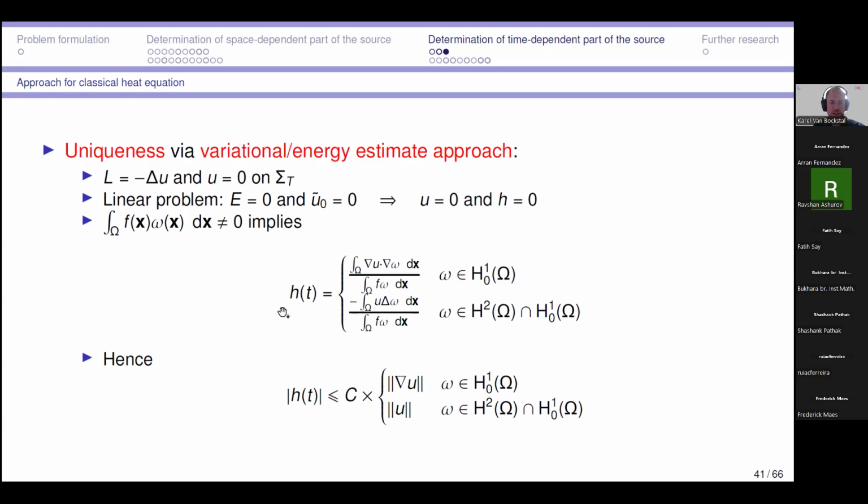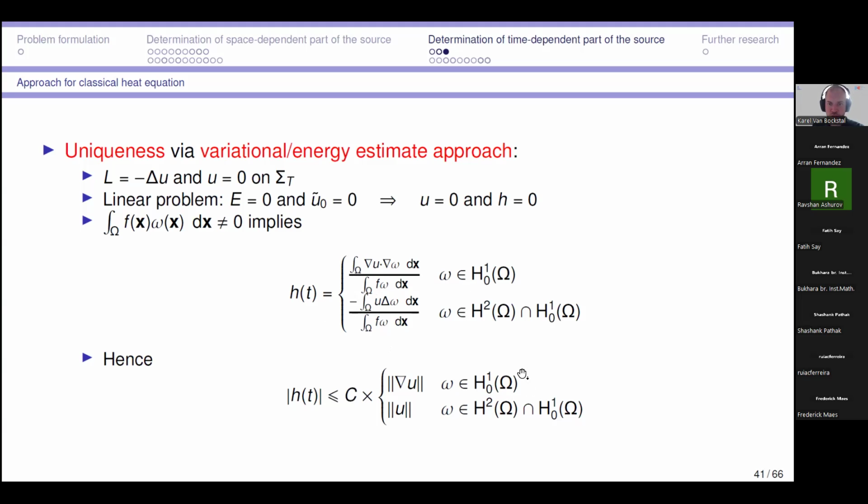But the energy estimate approach also works for showing the uniqueness of a solution. Here on the slide I've shown the example where we have homogeneous Dirichlet boundary conditions. So we have one of these two expressions for h of t. We have the existence of some positive constant in the first case. If omega belongs to H1_0, we can estimate by c multiplied with the gradient of u. If omega belongs to the intersection of the spaces, we have the L2 norm of u.